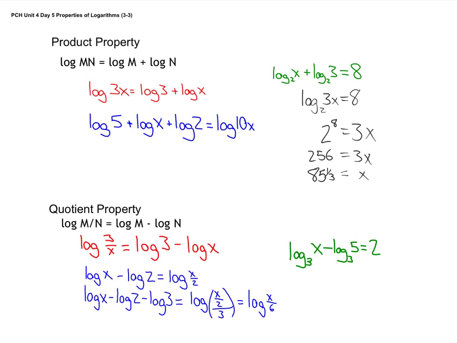So, but anyways, we got our answer. The key though is using that logarithm rule, the product property, to get it down into one logarithm, okay?